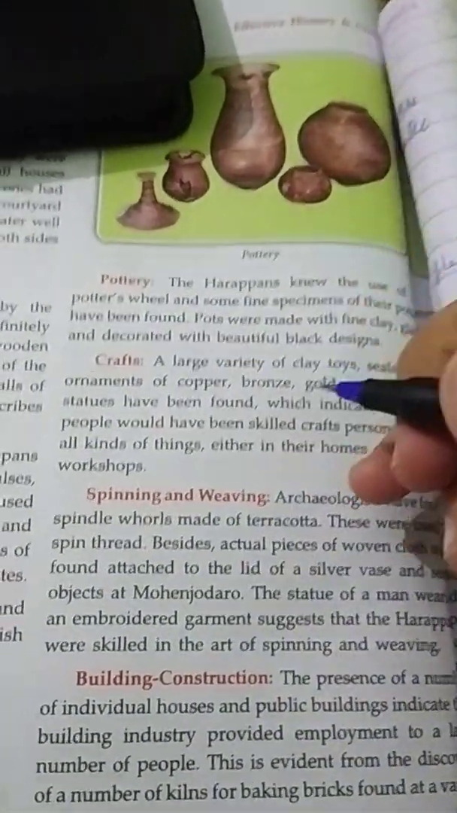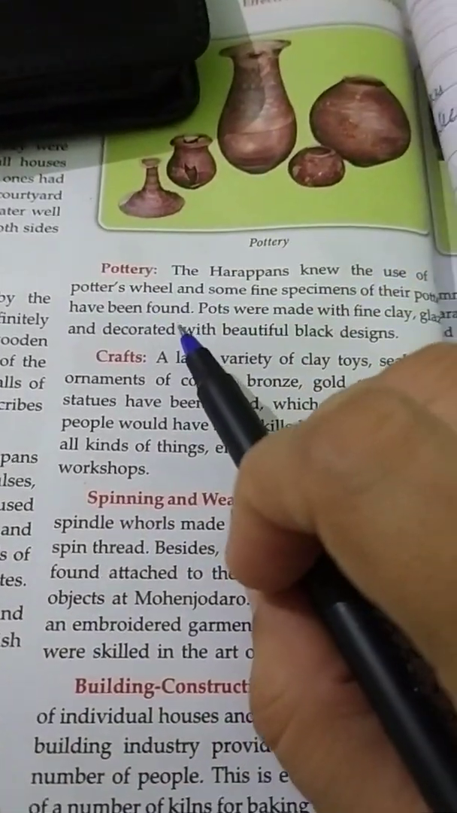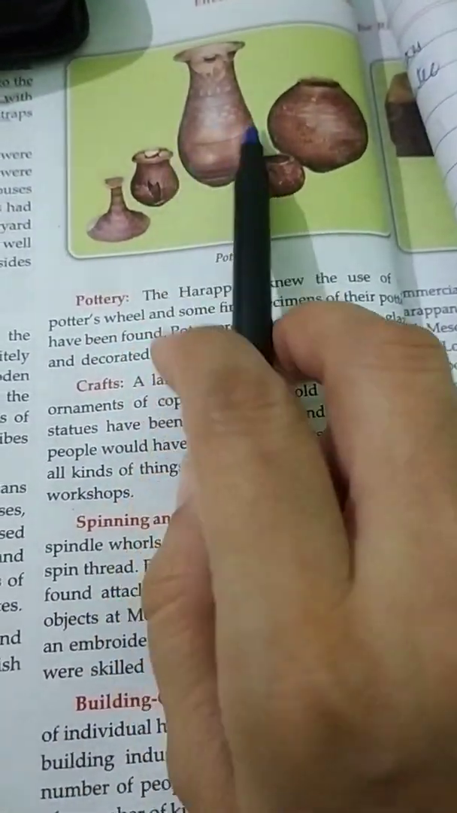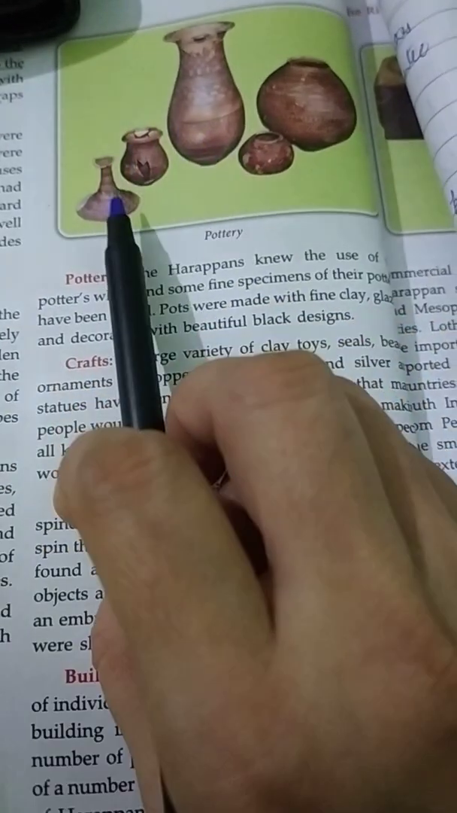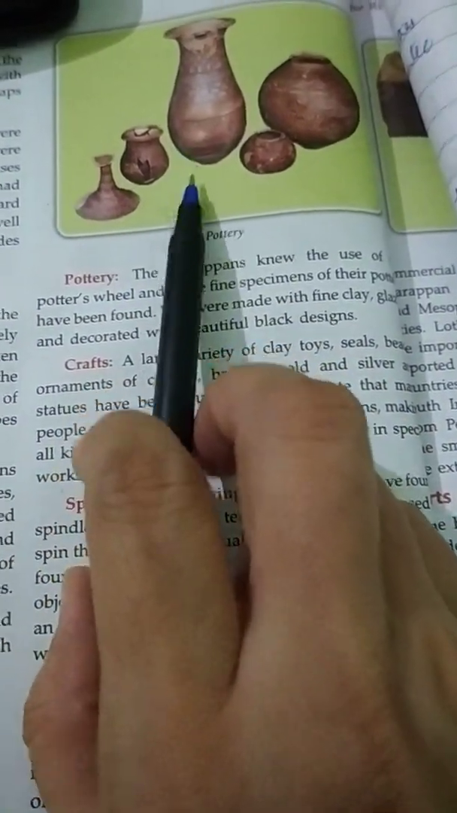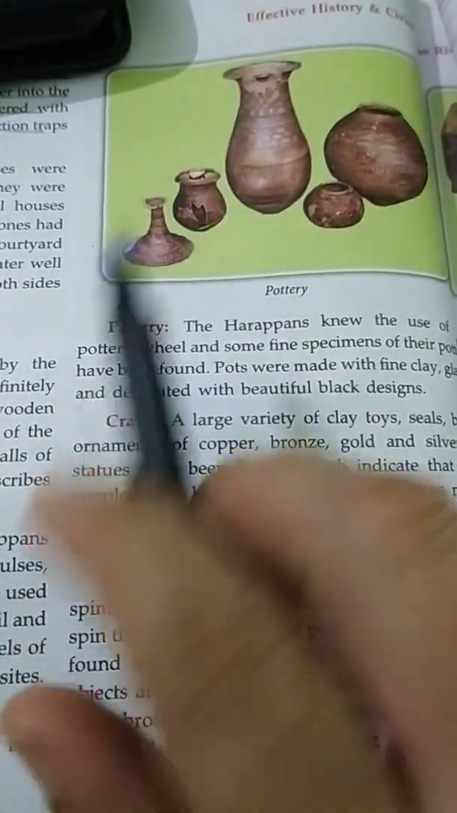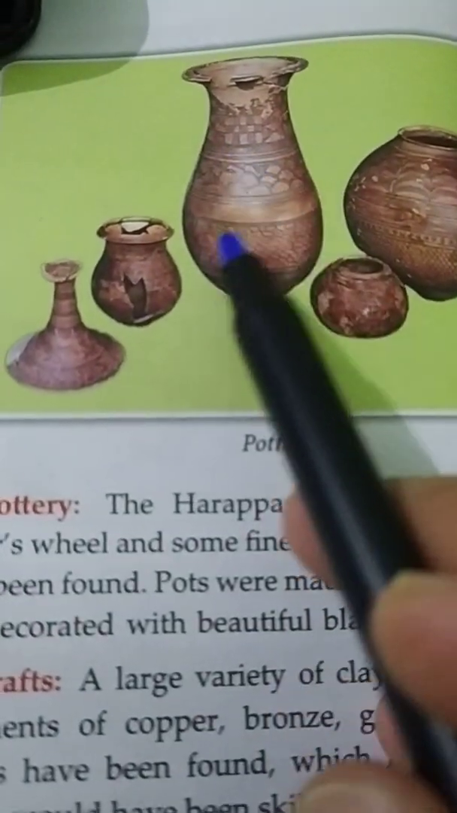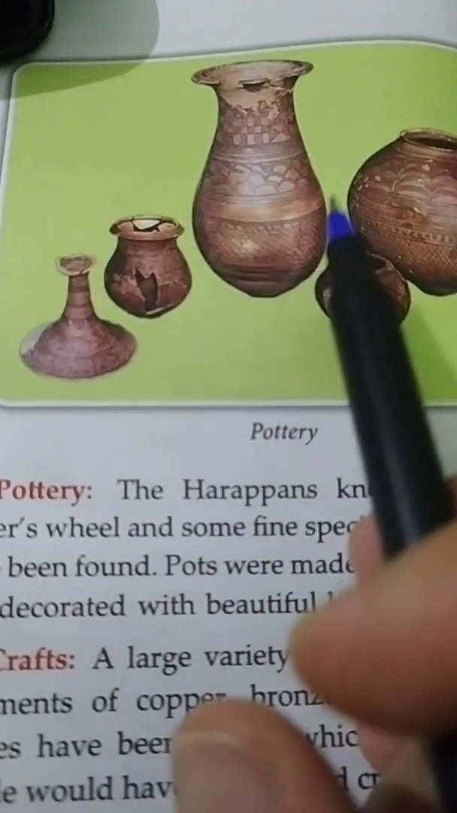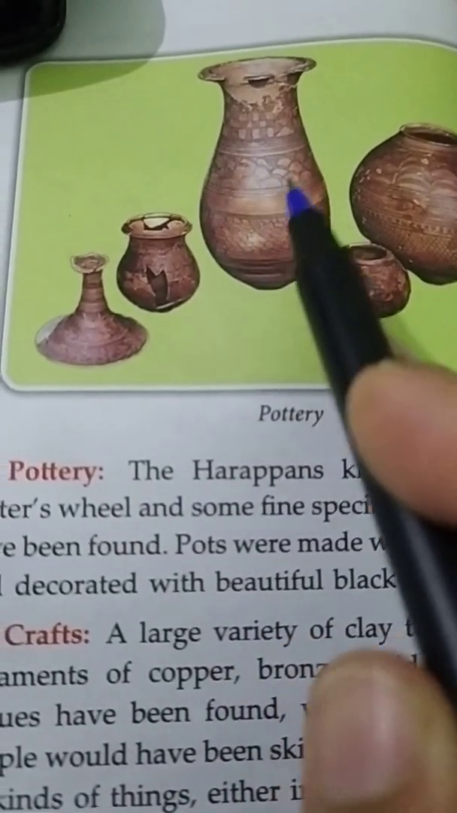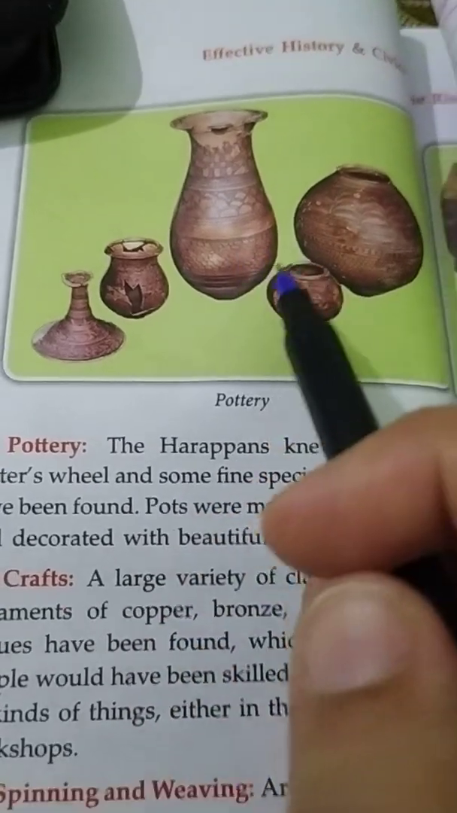And next is pottery. So people of Harappan Valley civilization knew how to make pottery. They knew how to use the potter's wheel, and very fine type of pottery has been discovered from the sites of Indus Valley civilization. Pots were made with fine clay. They have been glazed. Glazed means they have been polished so that they can shine, and they were decorated with different black designs. So you can see here, this pottery has been made of clay. It has been glazed, polished so that it can shine, and different designs in black color were also printed on it.